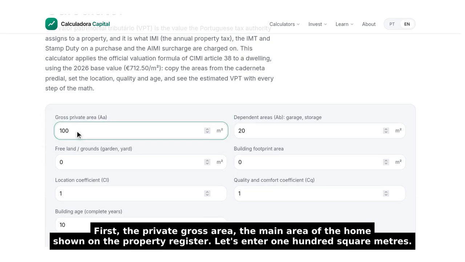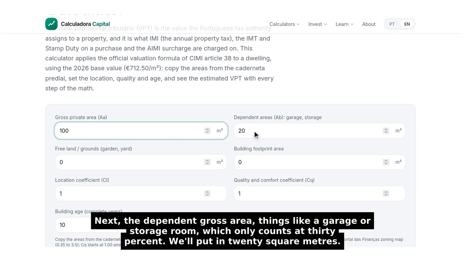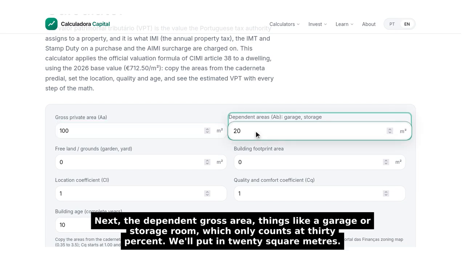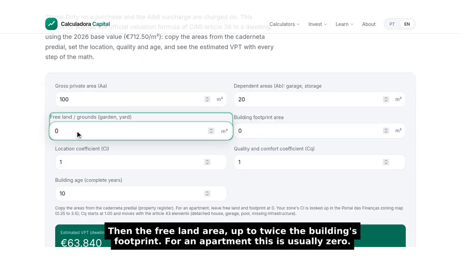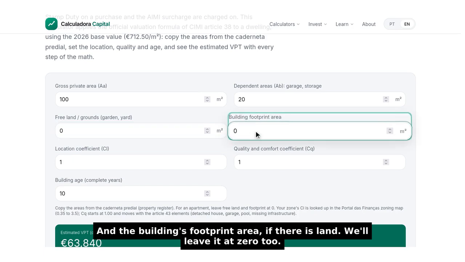Let's enter 100 square meters. Next, the dependent gross area, things like a garage or storage room, which only counts at 30%. We'll put in 20 square meters. Then the free land area, up to twice the building's footprint. For an apartment, this is usually 0. And the building's footprint area, if there is land, we'll leave it at 0 too.